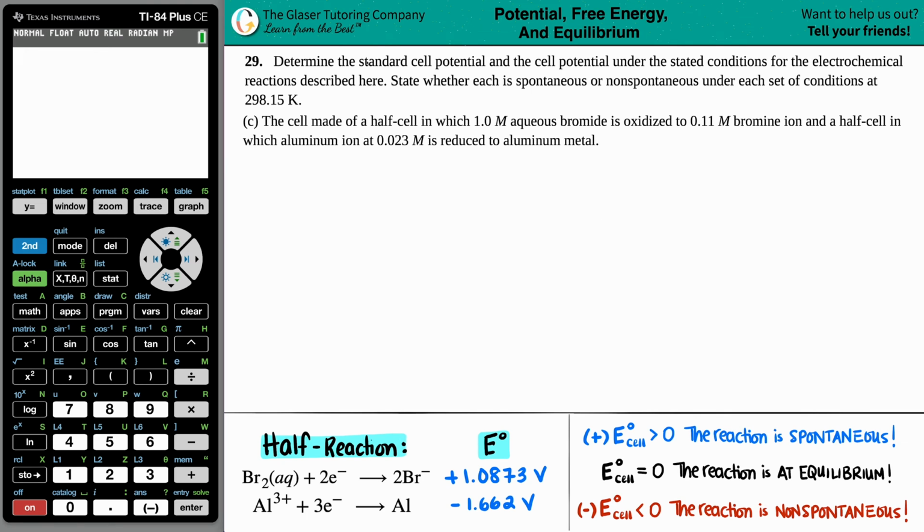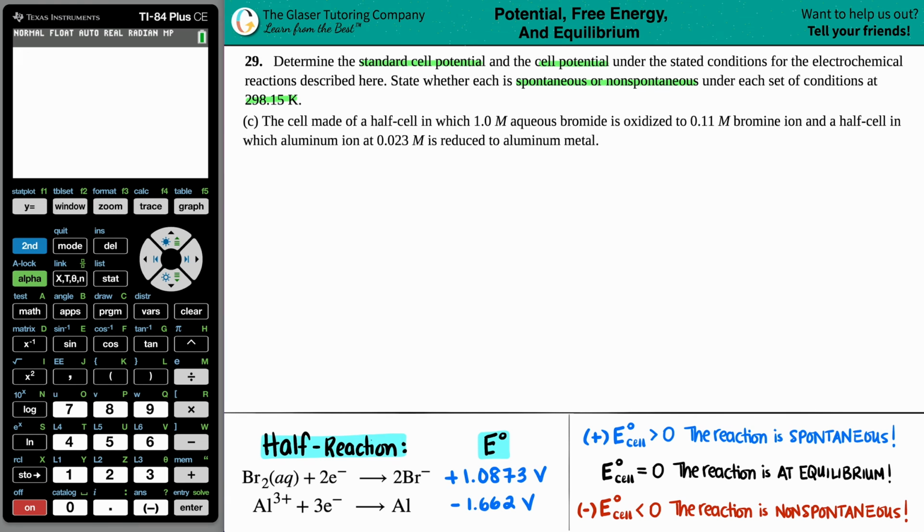29. Determine the standard cell potential and the cell potential under the stated conditions for the electrochemical reactions described here, and then state whether each is spontaneous or non-spontaneous under each set of conditions at 298.15 Kelvin. And then we have letter C.